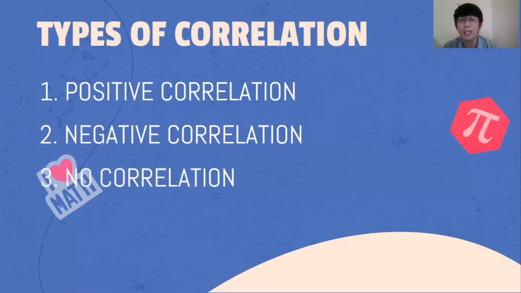And the last one, no correlation. It means one variable does not affect, or there's no effect on the other variable.